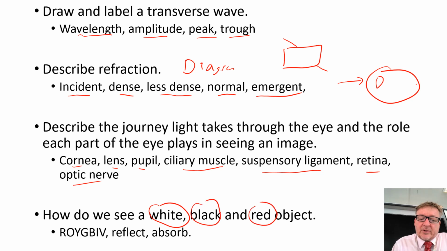Final question is, how do we see a white, black and red object? And in it, I want you to have ROYGBIV, reflect and absorb. So Richard of York gave battle in vain: red, orange, yellow, green, blue, indigo, violet, and then all the colours of the rainbow.